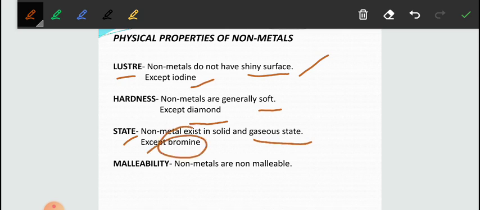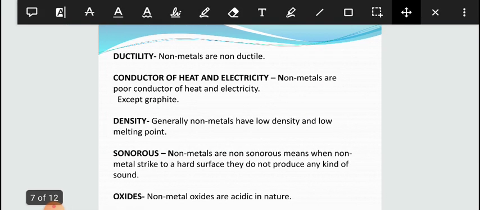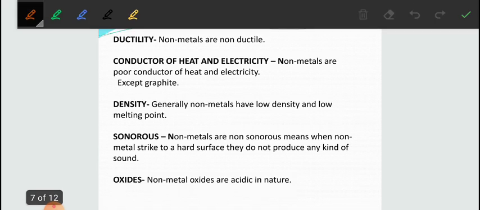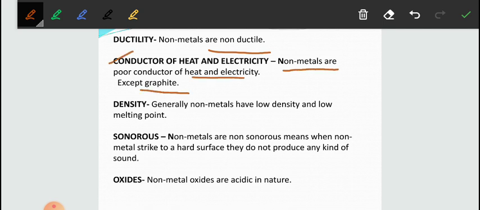Okay. Next one is malleability. Non-metals are not malleable. Next one is ductility. Ductility means they cannot be drawn into wires. Non-metals cannot be drawn into wires, and non-metals are basically bad conductors of heat and electricity. But we are having an exception, that is graphite, which is a conductor of heat and electricity. Next one, density. Generally, non-metals have low density and very low melting point.